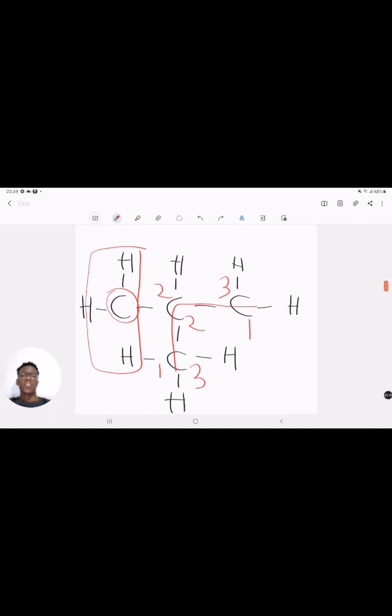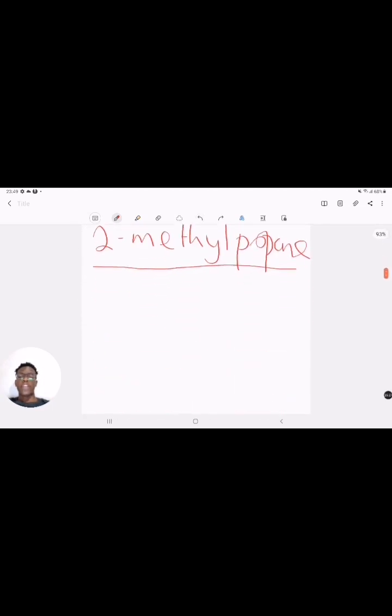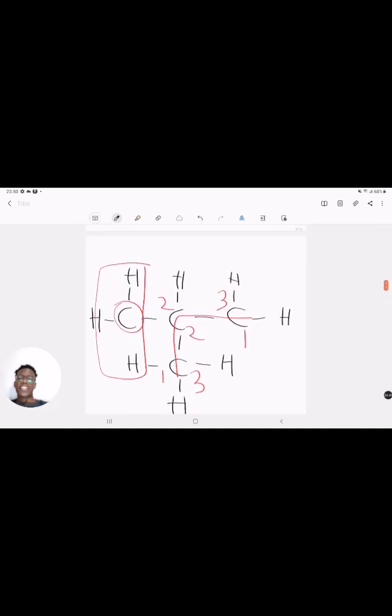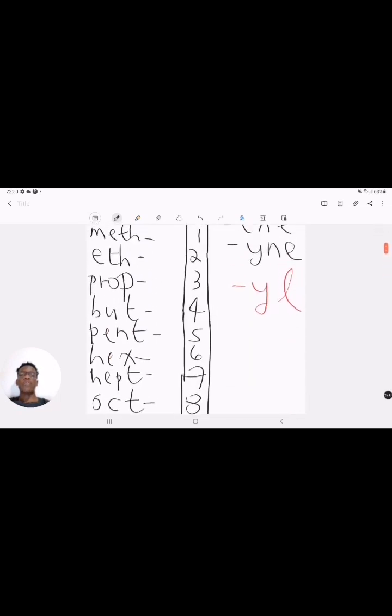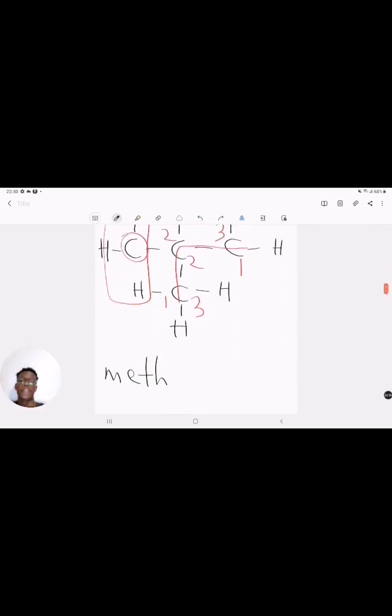If it has 1 carbon atom, what do I know about 1? If I go back to the table, 1 is here. 1 corresponds to meth. If 1 corresponds to meth, then I'm going to come down here and write down meth. This is meth. Question number 2. Since this functional group is an alkyl group, what follows the meth? What follows the meth for an alkyl group is alkyl. If it's an alkyl group, alkyl follows the meth. So then I've got methyl.